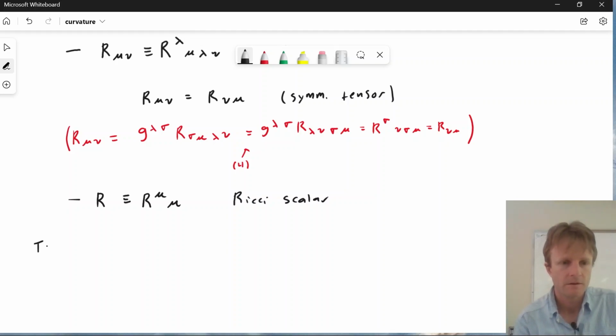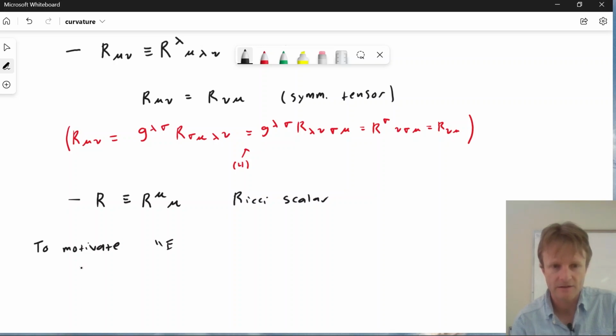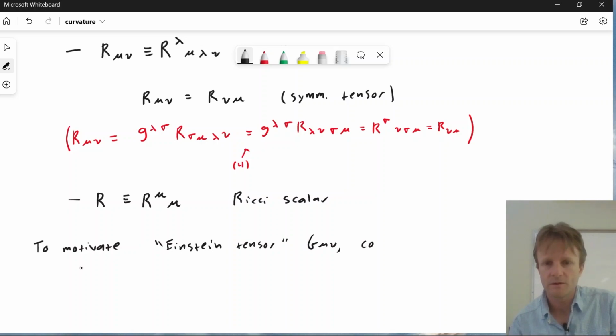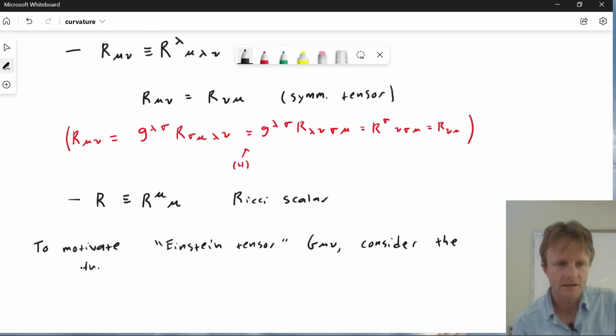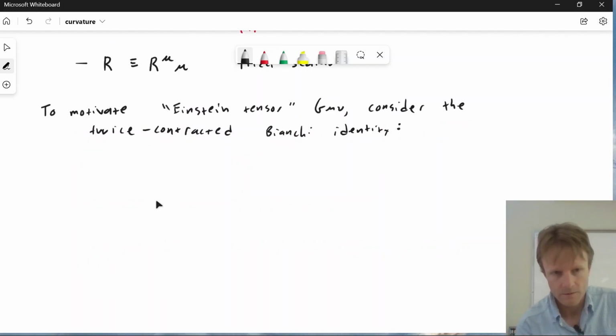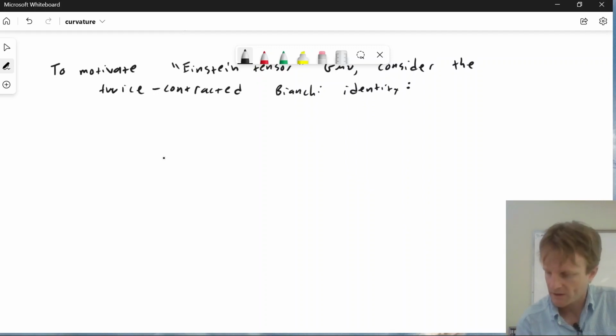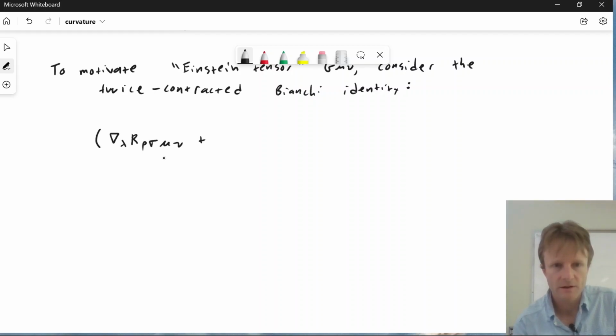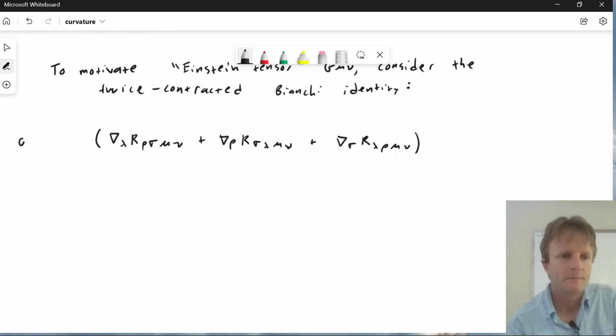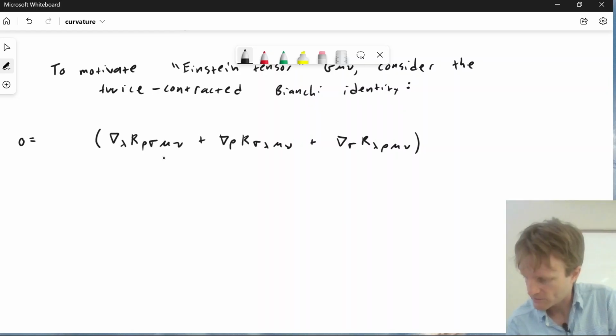So, to motivate a final definition, the Einstein tensor, G mu nu, consider the twice contracted Bianchi identity. So what do I mean by twice contracted? Well, let's write out the Bianchi identity. That was our cyclic permutations on the first three indices of the Riemann tensor, equal to 0. That's the Bianchi identity, and now we're going to contract it twice.